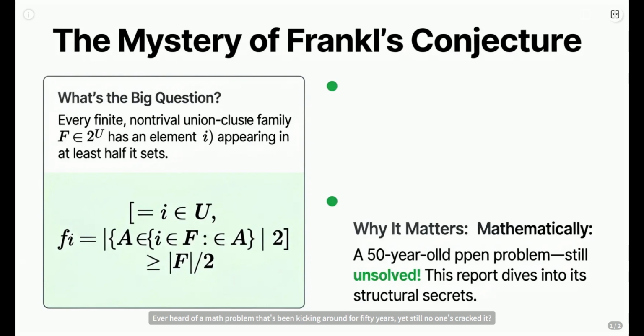Ever heard of a math problem that's been kicking around for 50 years, yet still no one's cracked it? That's Frankl's union-closed sets conjecture. The gist? In any family of sets where taking unions keeps you inside the family, some element must be super popular, appearing in at least half the sets. Sounds simple, right? Well, buckle up.